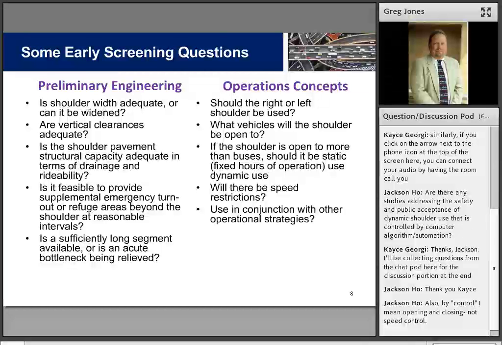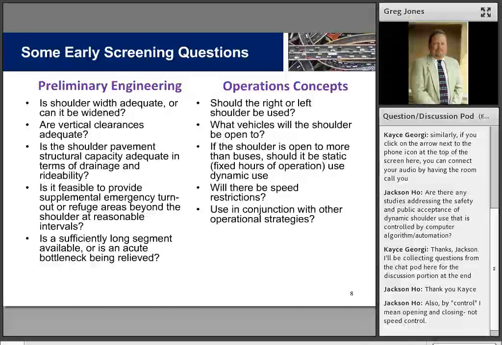So as you start thinking about whether or not this is a good application for your area, here are some early screening questions. From a preliminary engineering standpoint, you could look at it and say, well, is the shoulder width adequate? And if not, is it adequate to have a travel lane? And if not, could it easily be widened? And maybe it's just a small widening that's required, 2 to 4 feet. Are the vertical clearances over that shoulder adequate to have travel using that shoulder? Is the shoulder pavement structural capacity adequate to have traffic riding upon that shoulder? And is the drainage sufficient, or is it going to have to be modified if you use it for a travel lane?